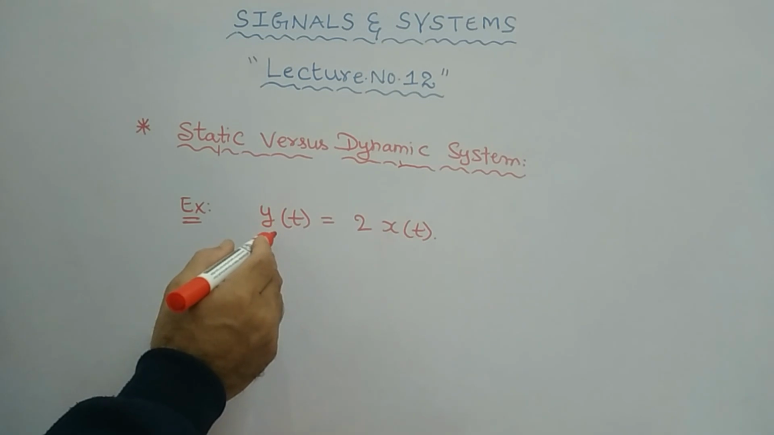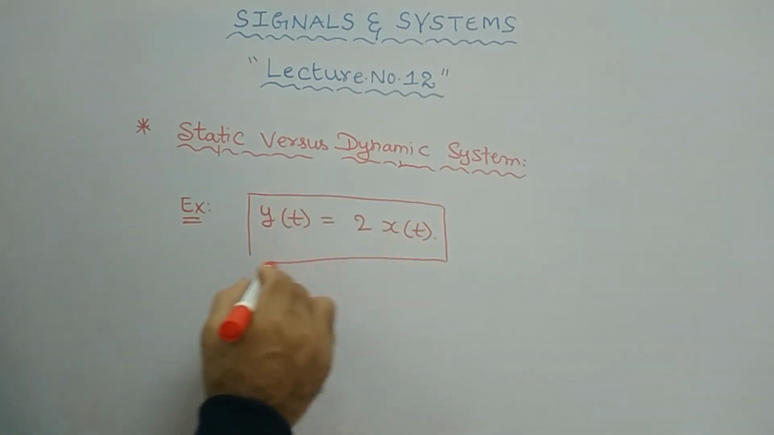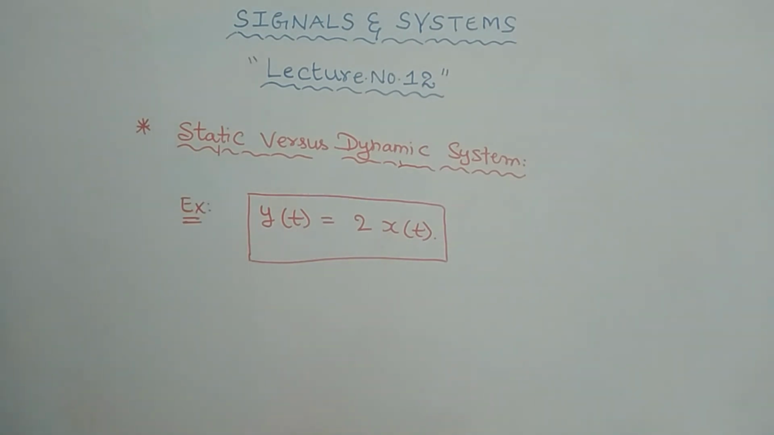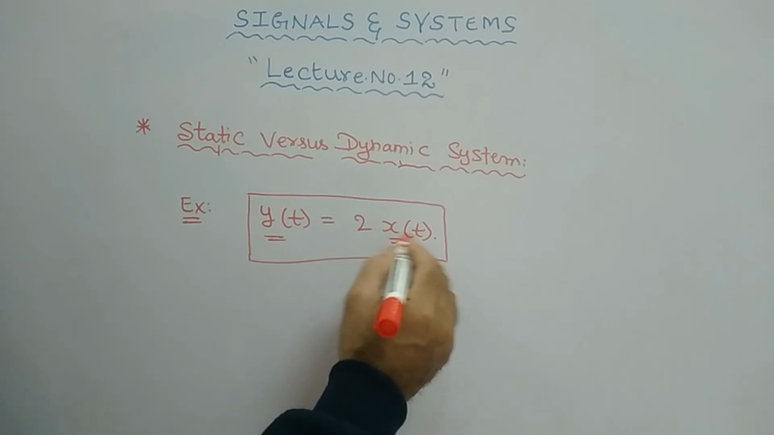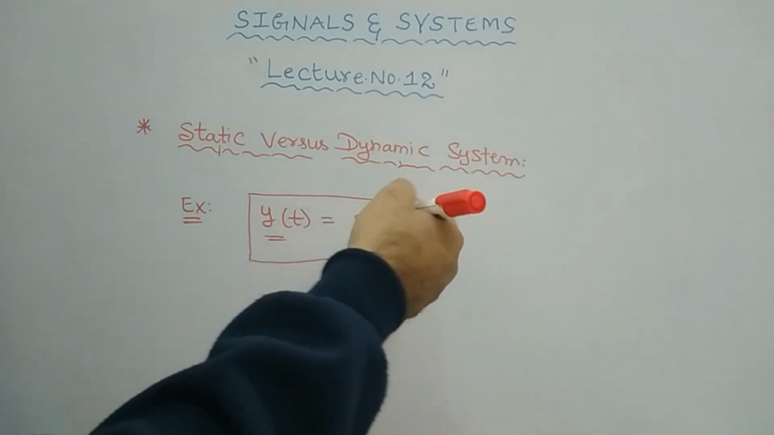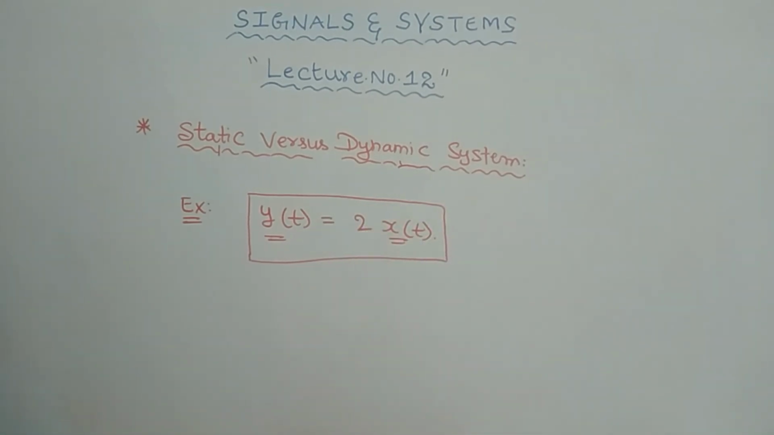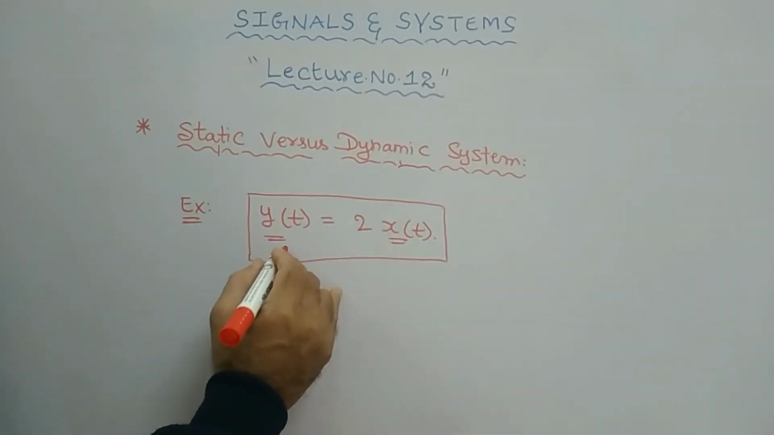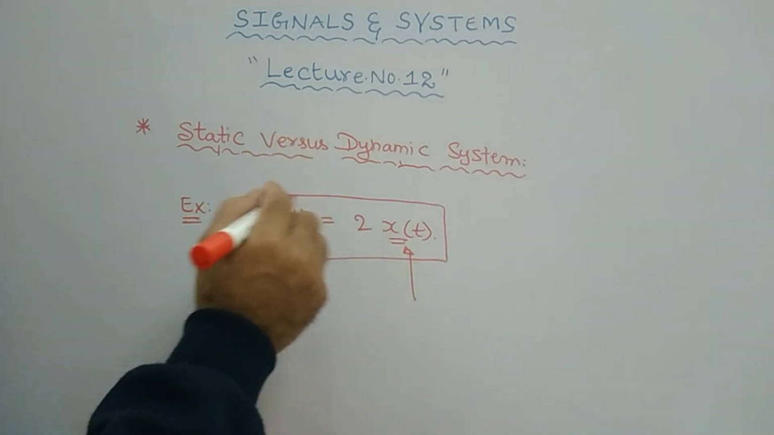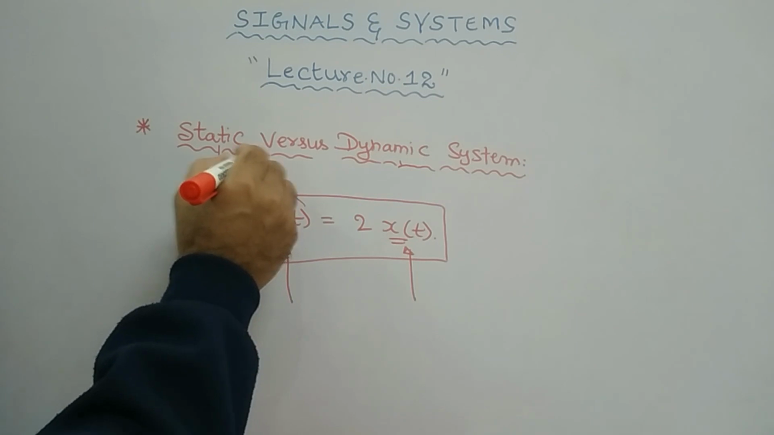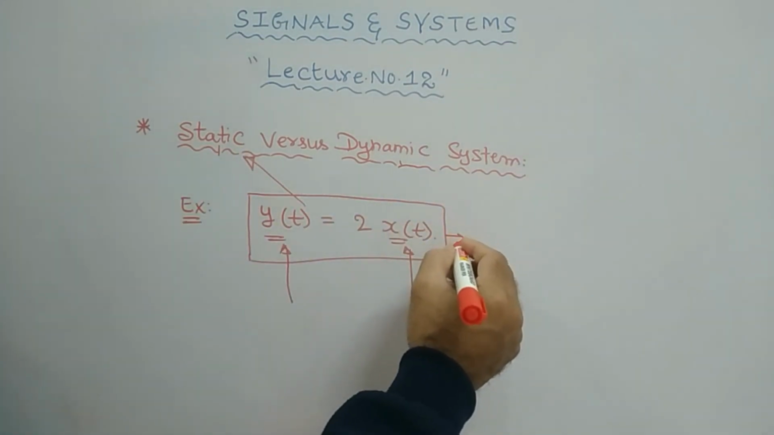Now tell me, what kind of system is it, static or dynamic? Can you identify it? The present output y of t depends only on x of t itself. There is no t minus 1, there is no t plus 1, no past input and no future input. So y of t is the present output and this is the present input. Therefore, this is an example of a static system. Understood?